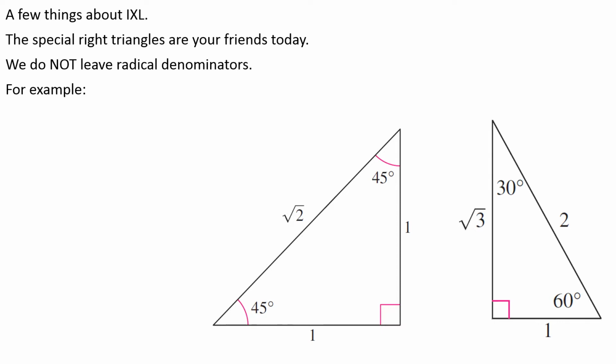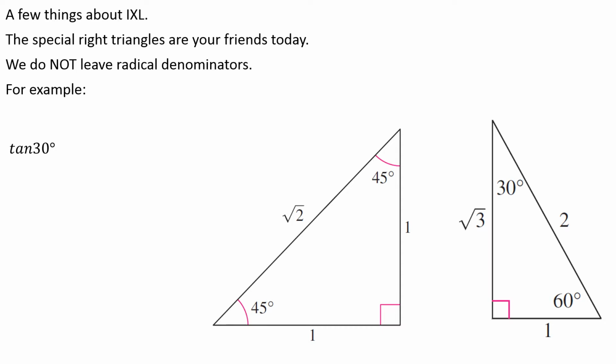Now, we've been down this road before. We've already talked about our special right triangles. We've already talked about not leaving radical denominators. So when you get to IXL today, this is one of the things I've got to talk about. For example, if I wanted tangent of 30 degrees, using SOHCAHTOA, I can remember that tangent is opposite over adjacent.